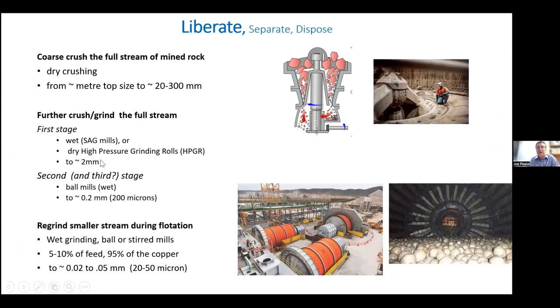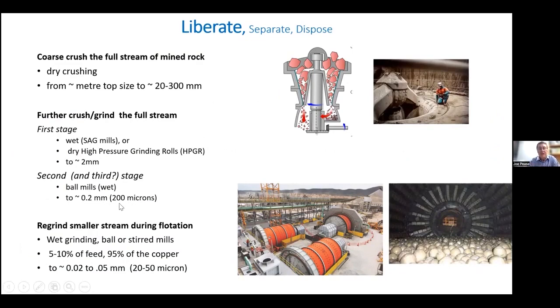That's still not fine enough for processing, so we need a second and sometimes a third stage, usually done in ball mills. That is, we're now in fully wet grinding. And we're grinding now to about 0.2 of a millimetre, 200 microns. So SAG mills and ball mills are really the same principle. Inside these big cylinders that rotate, and they rotate large steel balls. They pick them up and drop them at height onto the pool of slurry to pulverise the slurry. Now, this is applied again to all of the feed, all of the rock that's mined.